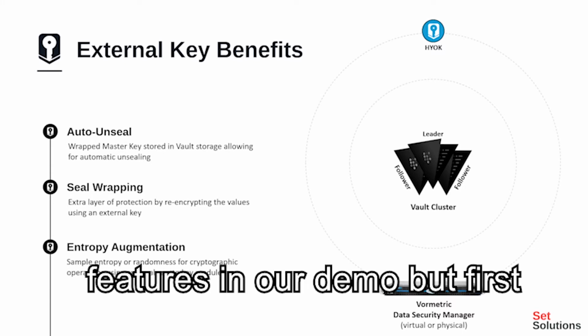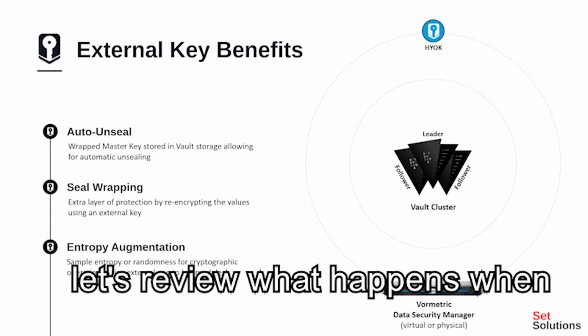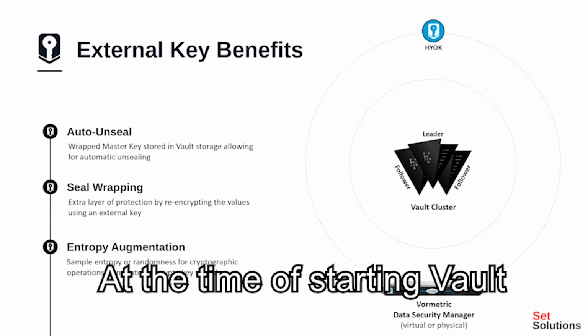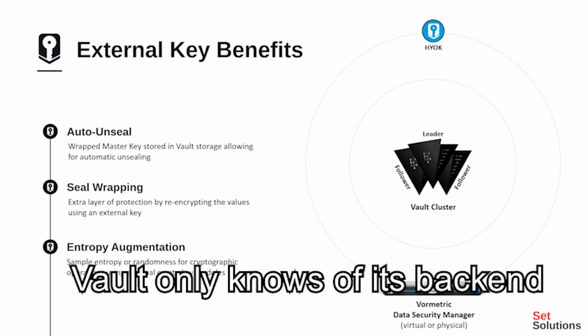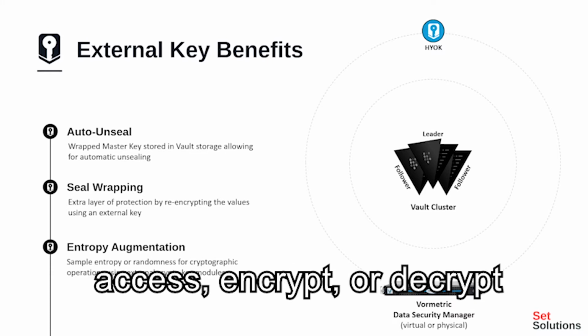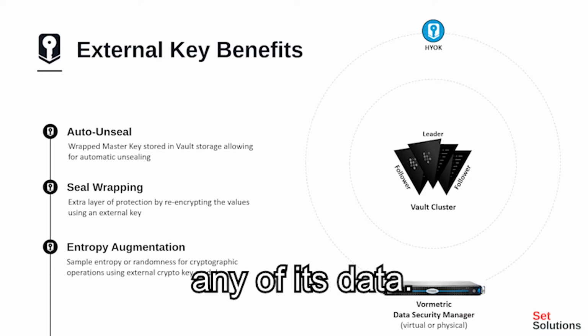We'll explore the first 2 features in our demo, but first let's review what happens when we start Vault for the first time. At the time of starting, Vault only knows of its backend storage based on the stanza defined in Vault's configuration file, but doesn't know how to access, encrypt, or decrypt any of its data.